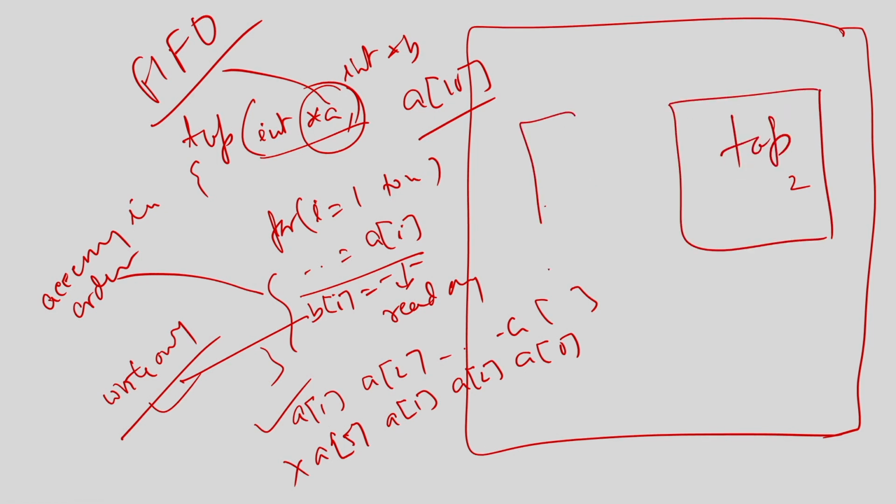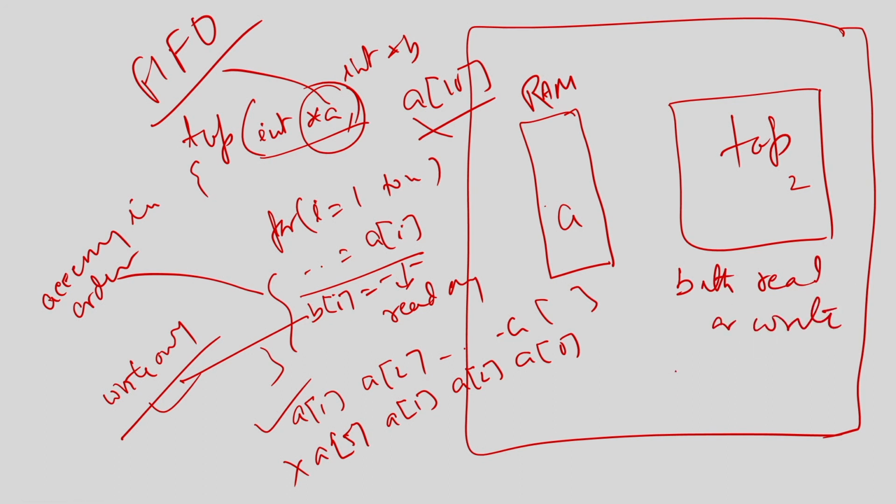It will assume, if you write this as an array like this, that there is a RAM here, A. And now you can access it randomly. So you can both read and write, in any order. Both are possible because it just creates some address.